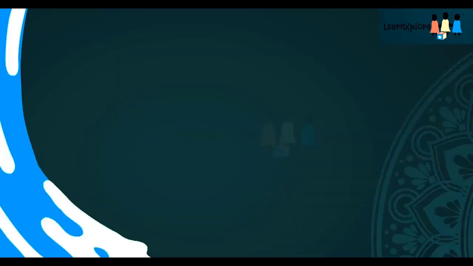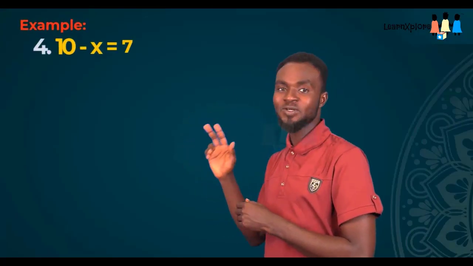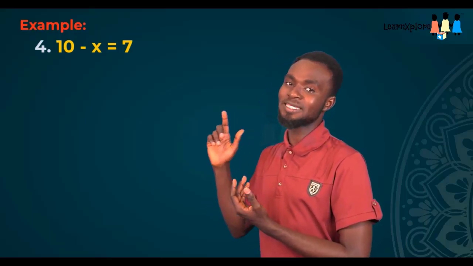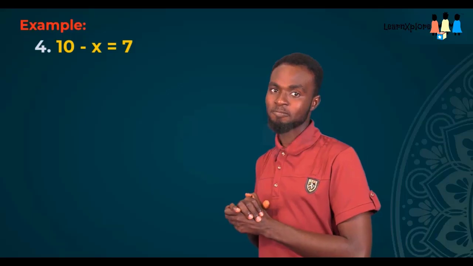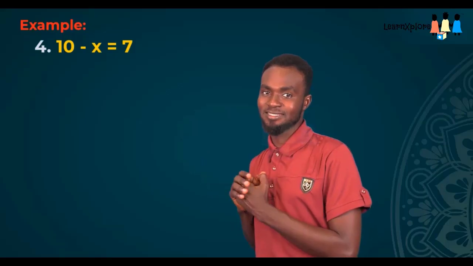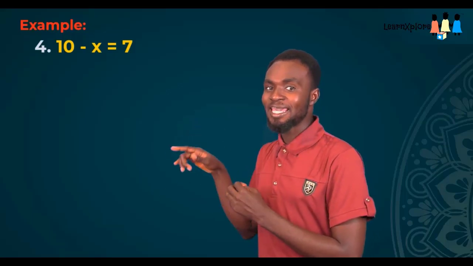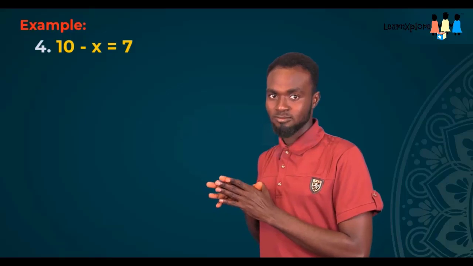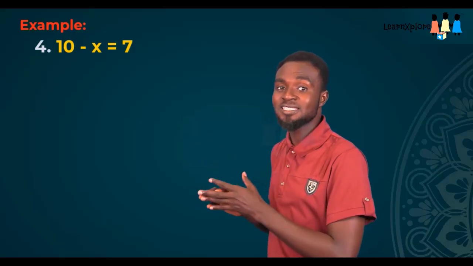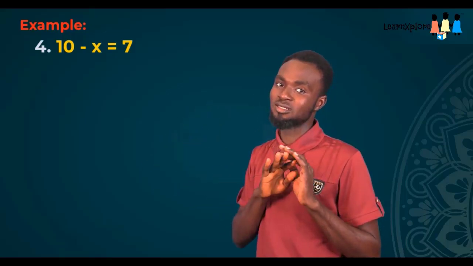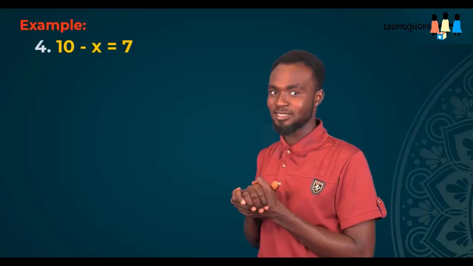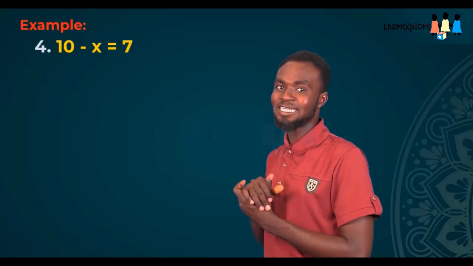Let's take one more. We have 10 minus x is equal to 7. This question is saying what number subtracted from 10 will give us 7. I want you to take note. On the left hand side, we have 10 minus x. In order to make x stand alone, we can subtract 10 from both sides. But if you subtract 10 from both sides, on the right hand side, we're going to have 7 minus 10, which will give us a negative. So first of all, let us take x to the other side. We can do that by adding x to both sides.